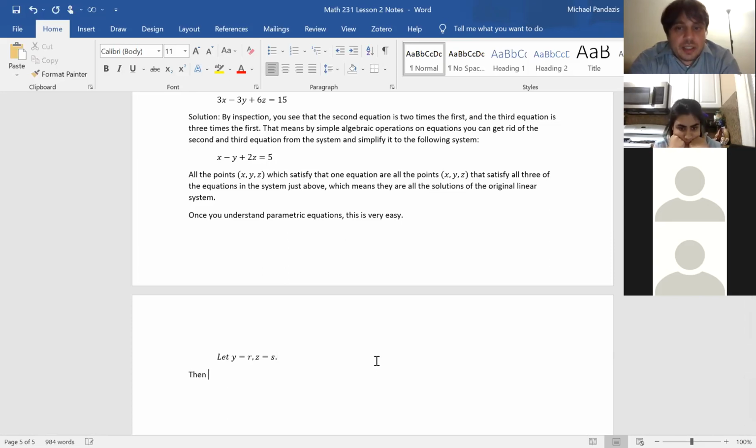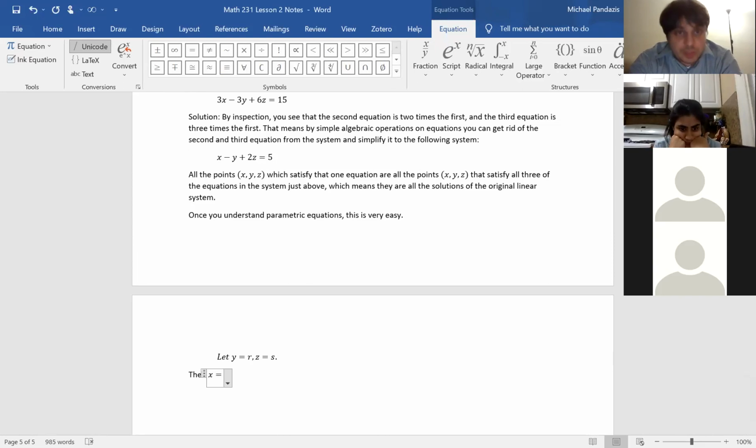Then x is equal to, if you look at this equation here, x is equal to y minus 2z plus 5, because the minus y moves to the other side and you get plus y, and the plus 2z moves to the other side and you get minus 2z. But then y is r, so it's r minus 2s plus 5.